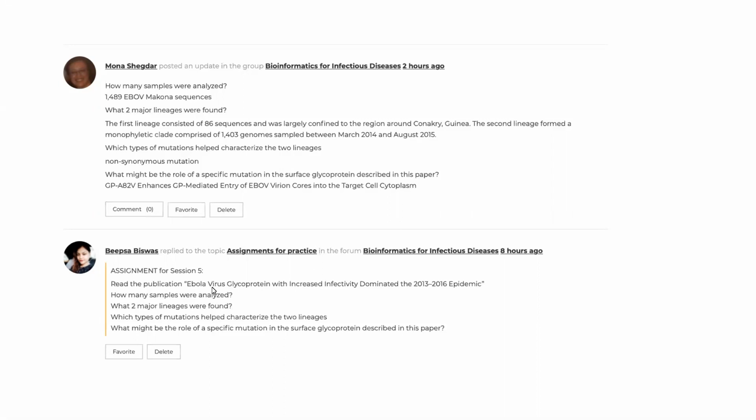And what we did last time was we talked about this publication called Ebola virus glycoprotein with increased infectivity dominated the 2013-2016 epidemic. And we talked about it in the context of mutations that could characterize different strains of viral infection. So we can look at rates of transmission, rates of mortality. We can look at how the virus potentially comes from different animal hosts. So we talked about zoonotic transmission last time.